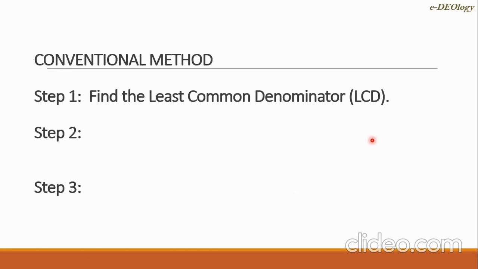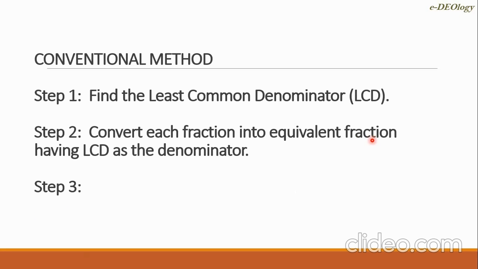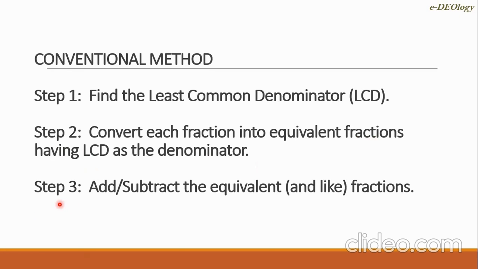Let's begin with the conventional method, where we are going to have three steps. Step 1 is to find the least common denominator. Step 2 is we convert each fraction into an equivalent fraction having the LCD as the denominator. And step 3, we add or subtract the equivalent, and eventually like, fractions.